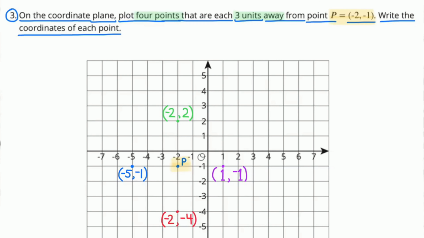In blue, I have 1 point that is -5 and -1. In green, I have another point with coordinates -2 and +2. In red, I have another point with coordinates -2 and -4. And finally, the 4th point in purple has coordinates 1 and -1.